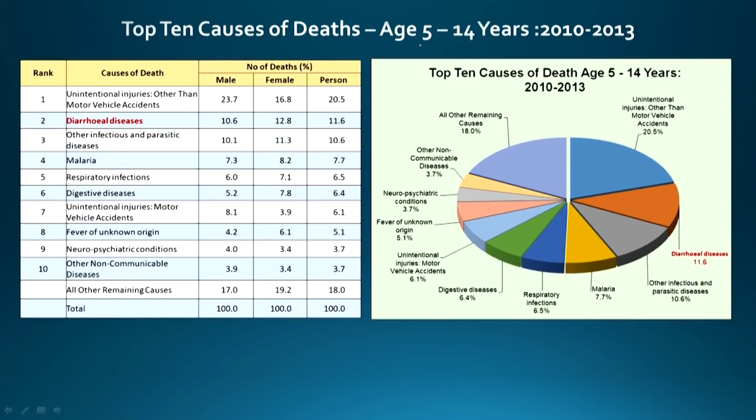Again, when we now look at 5 to 14, the bodies have relatively developed but are still developing, and you still see that diarrheal diseases lead to almost 12% or 11% of deaths. But here we still have considerable deaths due to unintentional injuries. Again, diarrheal disease is responsible for the death of 10% of your future workforce, future citizens, and this is a remarkably preventable disease.